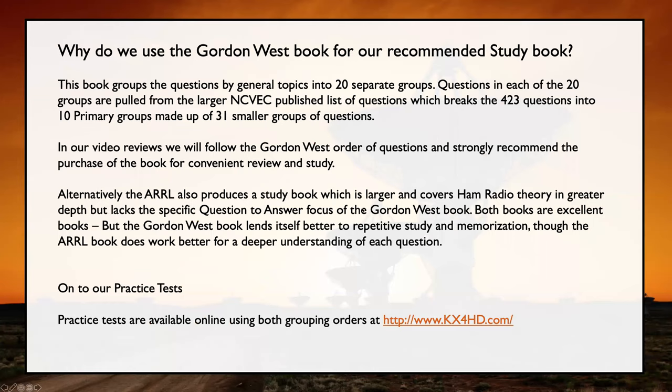And why do we use the Gordon West book for our recommended study book? This book groups the questions by general topics into 20 separate groups. Questions in each of the 20 groups are pulled from the larger NCVEC published list of questions, which breaks the 423 questions into 10 primary groups made up of 31 smaller groups of questions. In our video reviews, we will follow the Gordon West order of questions and strongly recommend the purchase of the book for convenient review and study.